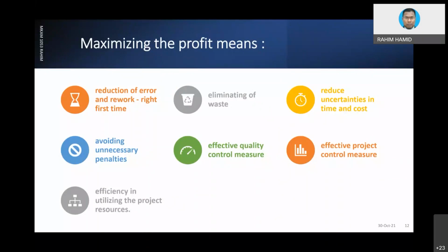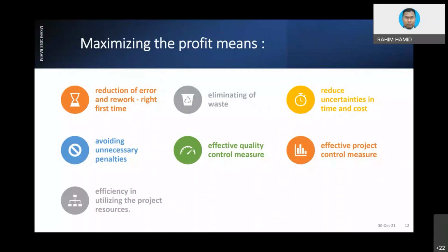objective, if you refer to other publications, they mention the project management objective would be to save time and cost. That would be very normal. And then to increase productivity, and they also mention to maximize the profit. Okay, to maximize the profit. So how do you maximize the profit?